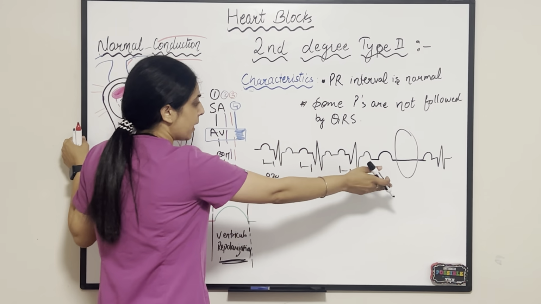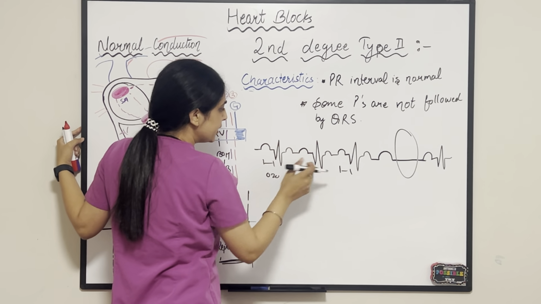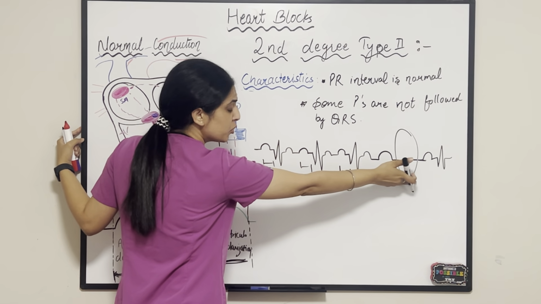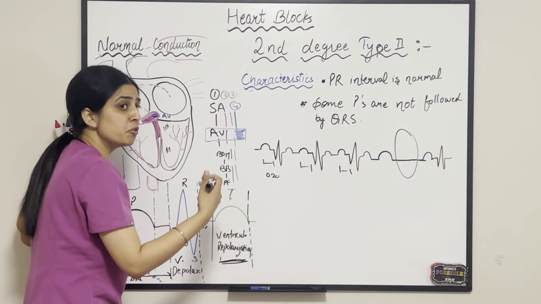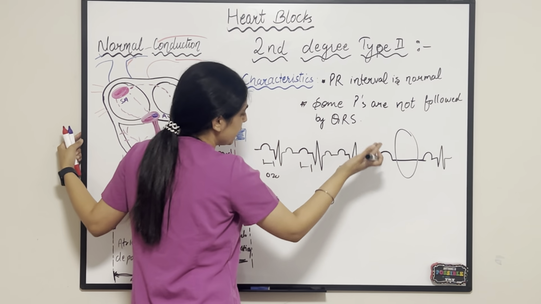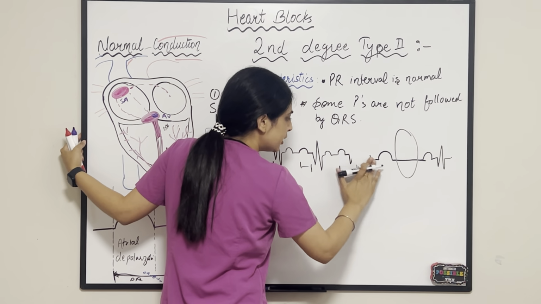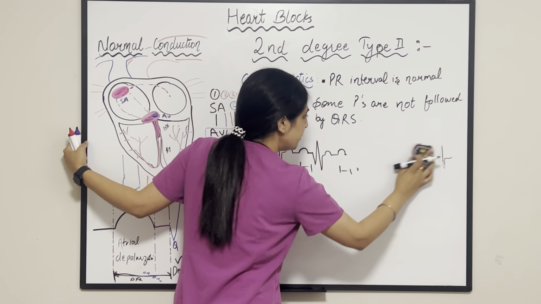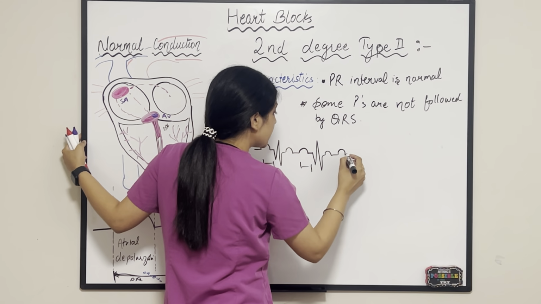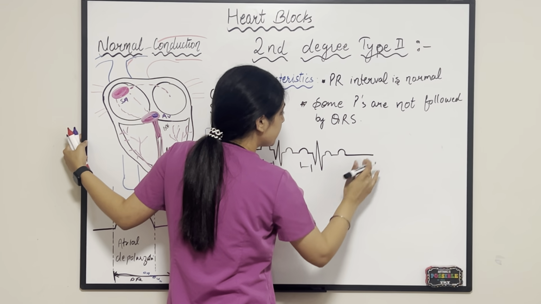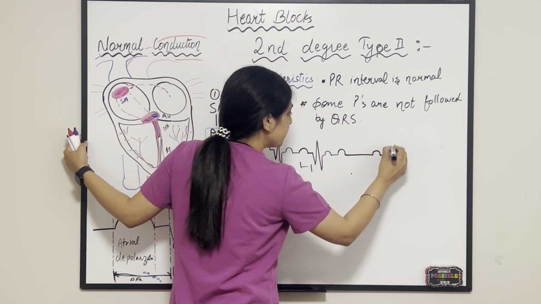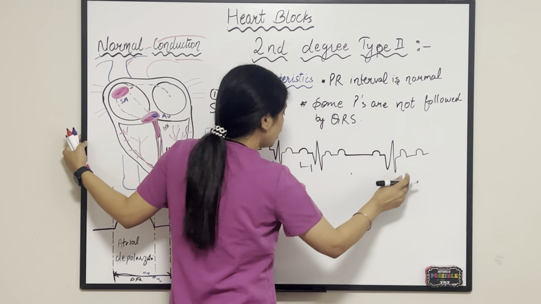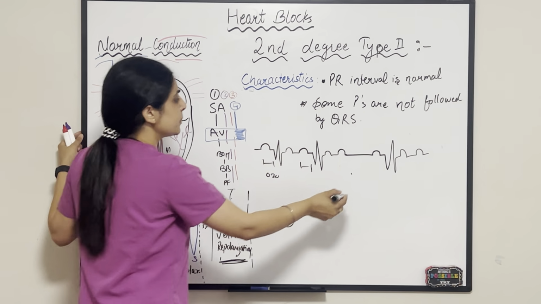This is more lethal than type 1. Sometimes, for example in this one, 1 2 3, every fourth beat might be missed. Sometimes maybe every third beat can be missed, or every other beat can be missed. So in this one every third beat might be missed, or maybe every other beat is going to be missed.